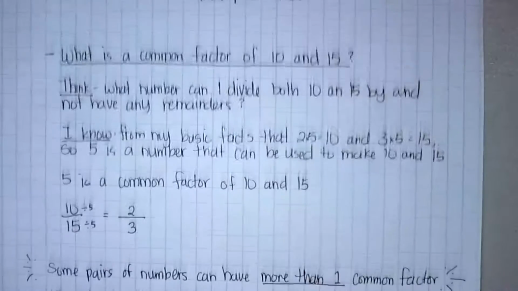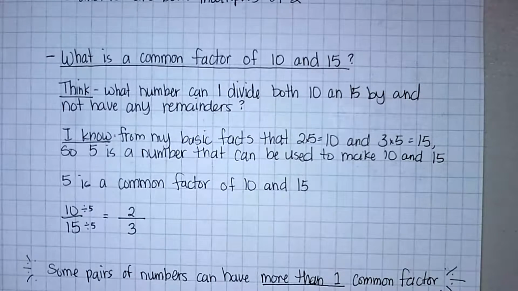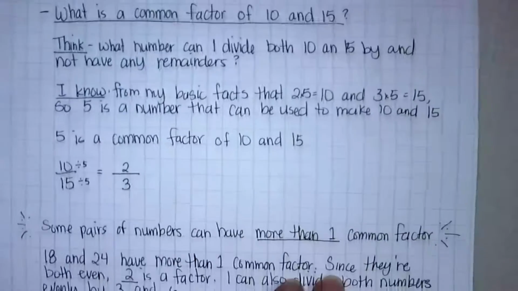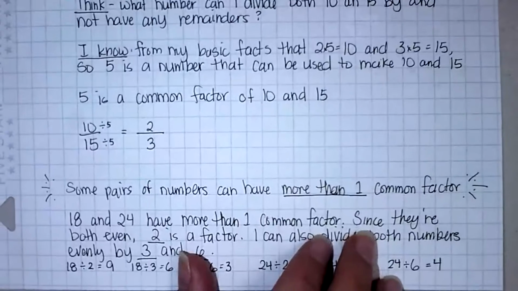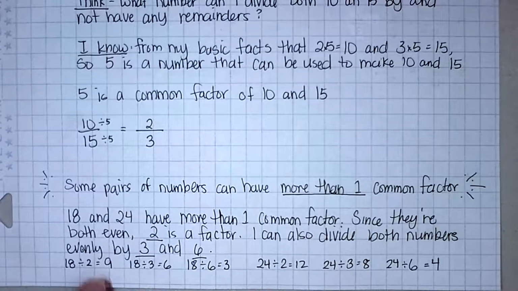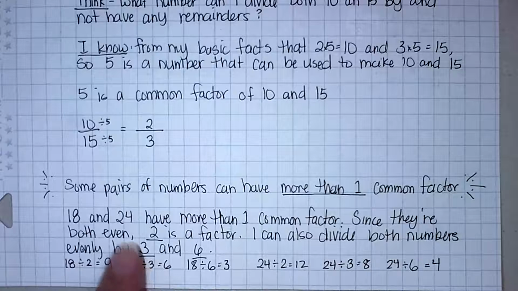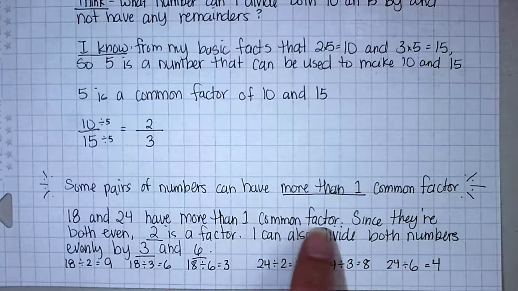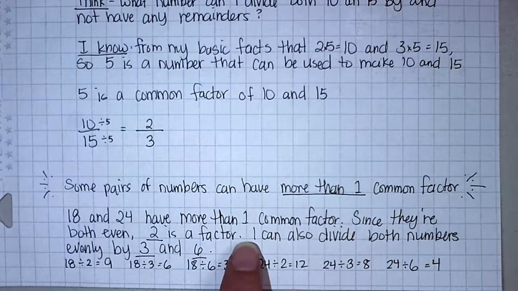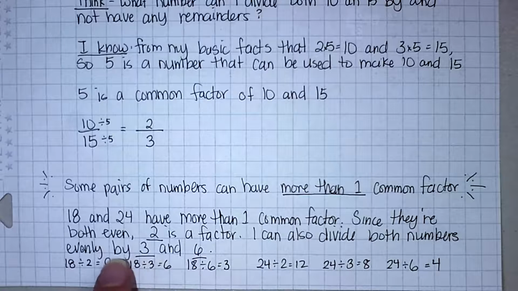Now, just like we were talking about in the video a moment ago, some pairs of numbers can have more than one common factor. It doesn't have to be just one. So when we were talking about 18 and 24 in our short video lesson about the daylight hours, 18 and 24 have more than one common factor. Since they're both even, we know 2 is definitely going to be a factor. But I know I can also divide both numbers evenly by 3 and by 6.